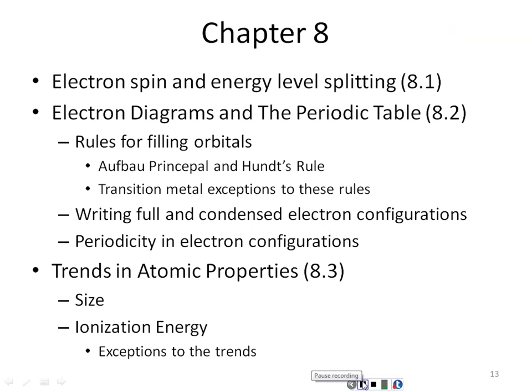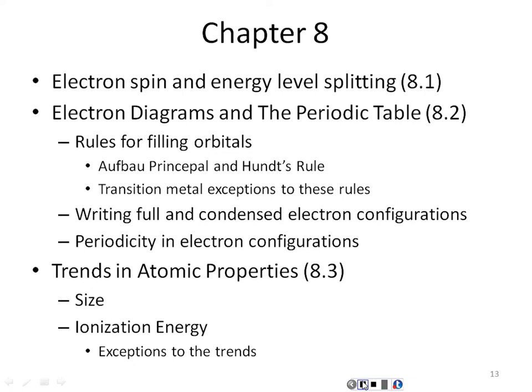Moving on to Chapter 8. The first thing we're going to talk about in Chapter 8 is the property of electrons called spin. That's in Section 8.1. Then we're going to go through electron diagrams, writing electron configurations, and how that corresponds to the periodic table. That's Section 8.2.